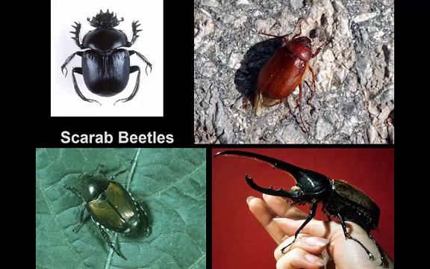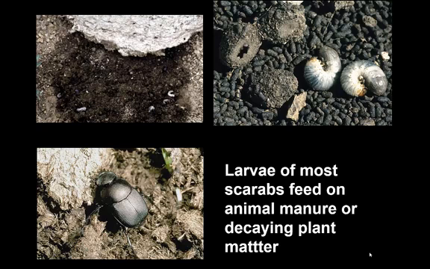In the lower right is a rhinoceros beetle, which we do not have here in this part of the world, but is actually the runner-up for the heaviest insect on the planet. The heaviest insects on the planet are scarab beetles, tropical scarab beetles. And the overwhelming majority of scarabs are decomposers of organic matter, maybe animal manure or dead plant matter. So larvae of most scarabs feed on animal manure or decaying plant matter. They're not plant pests. They are very important in the recycling of these kinds of materials.